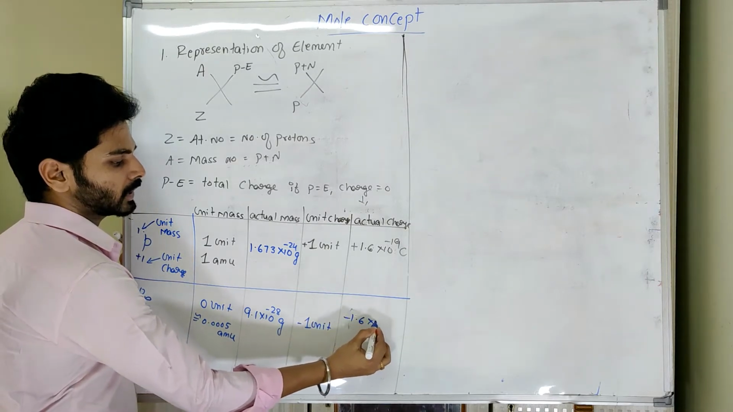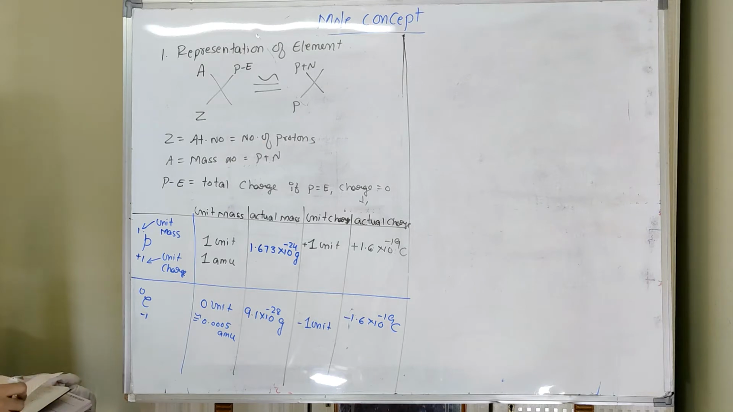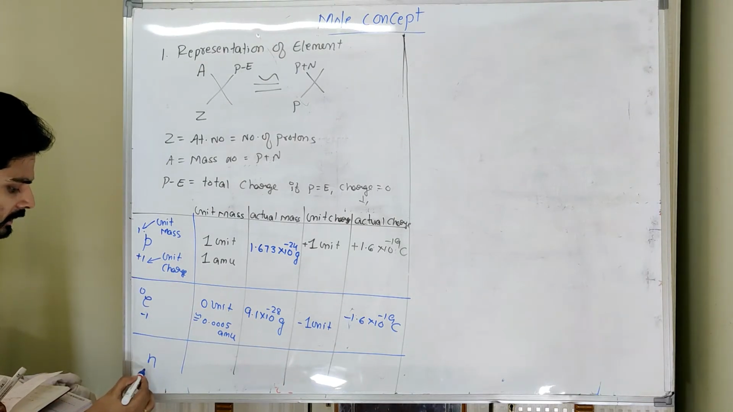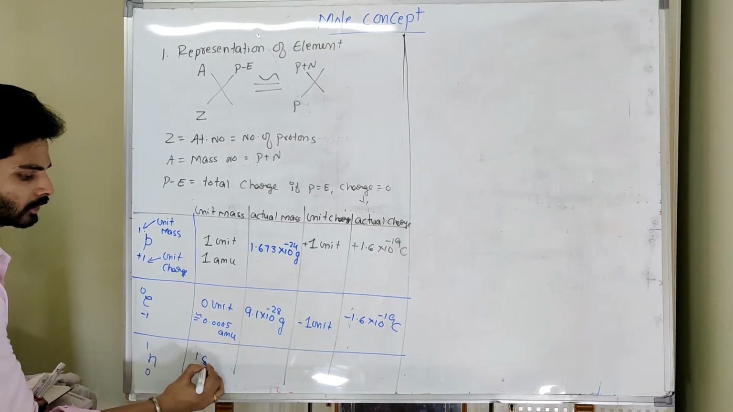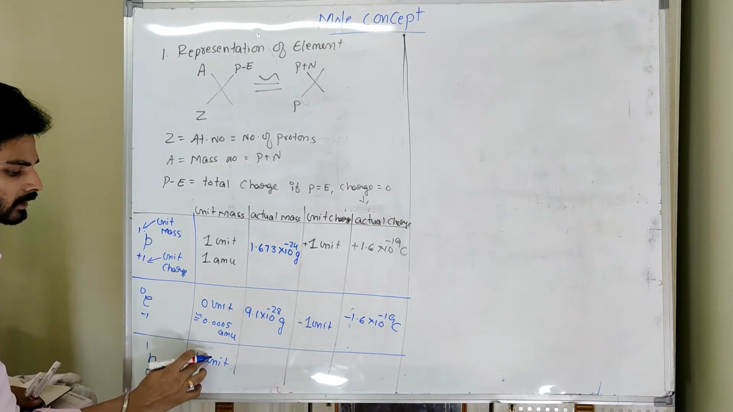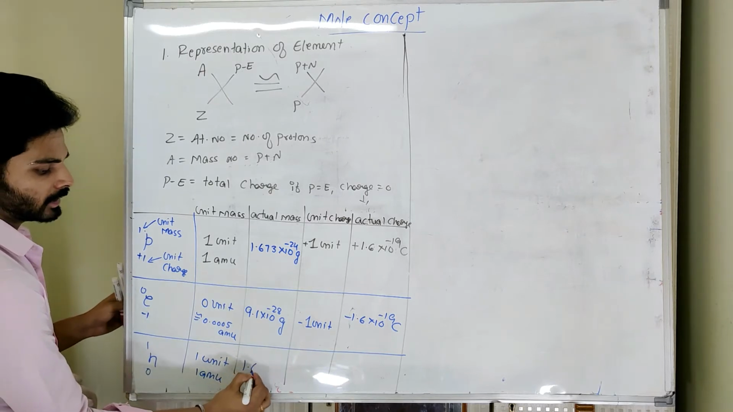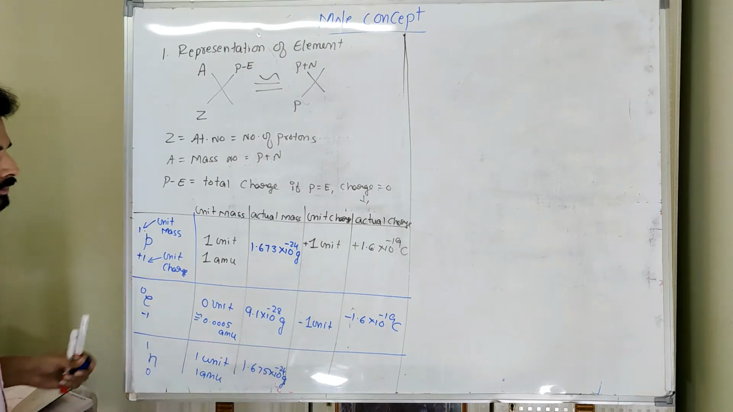So minus 1.6 into 10 raised to minus 19 coulombs. So charge is the same in magnitude but opposite in sign. If I go for neutrons, the neutron is represented like this. So 0 charge and mass 1. Mass wise it has the same unit, 1 unit mass, we can say 1 AMU. Actually calculated, it came out to be 1.675 into 10 raised to minus 24 gram.